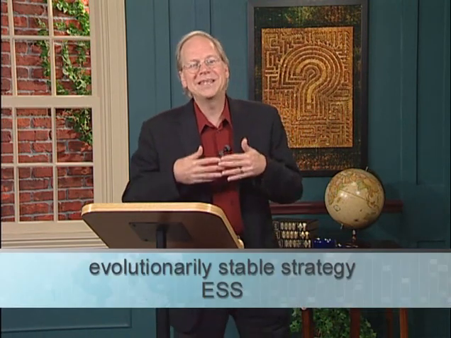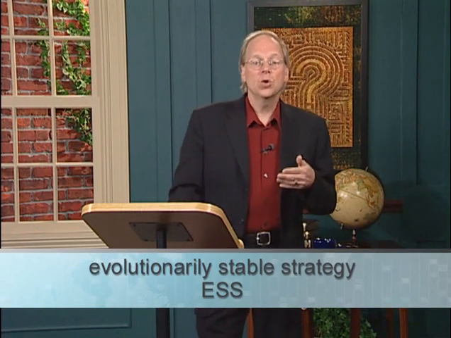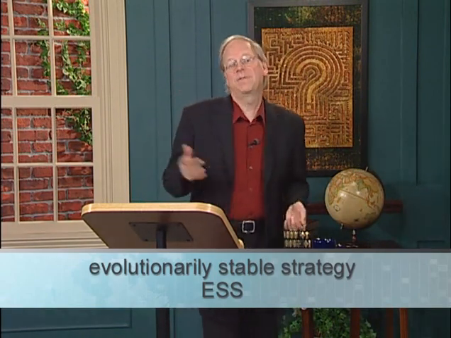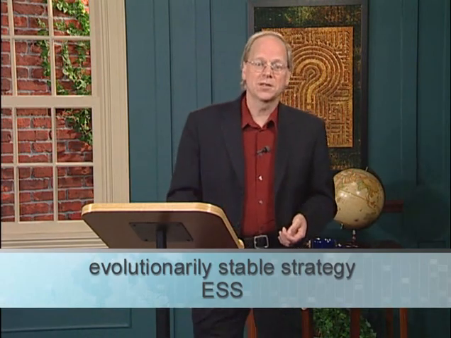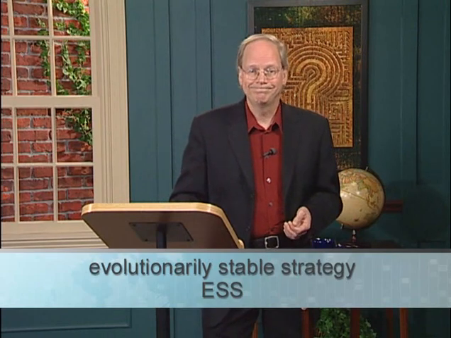Evolutionary biologists call a population that can't be invaded by another phenotype an evolutionarily stable strategy, which they shorten to ESS. So we've just seen that an all-Scrooge population is an ESS. In fact, it's a monomorphic ESS, since the ESS includes only one phenotype, Scrooges.